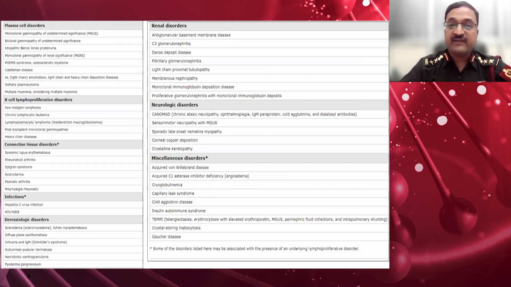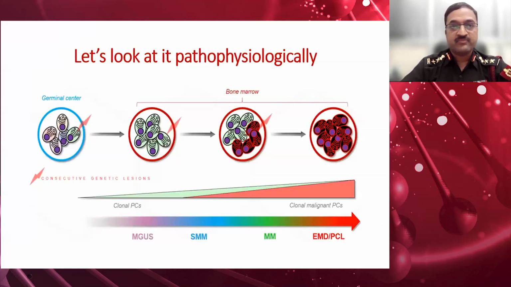Now, I can understand it would be very difficult for students to memorize all these causes. So let's look at it pathophysiologically. Whenever a patient has some genetic abnormality or a genetic hit at a germinal center, that leads to accumulation of clonal plasma cells. These clonal plasma cells generally get a second hit, which is generally environmental in nature, which converts these clonal plasma cells into clonal malignant plasma cells.